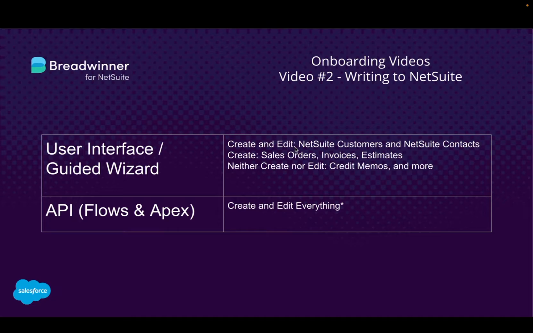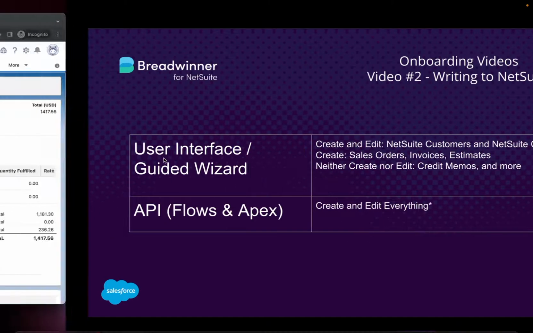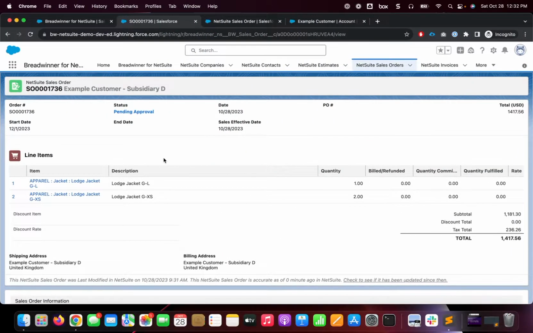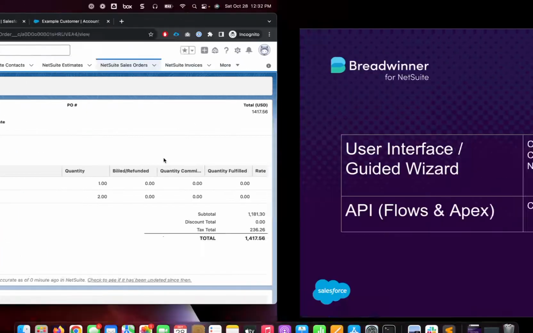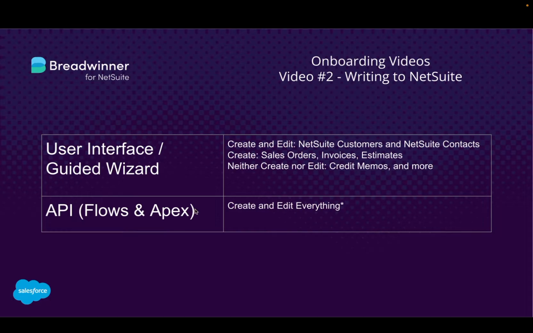So we've covered NetSuite customers, NetSuite contacts, editing them, and then creating a sales order, and often creating a NetSuite customer and a NetSuite contact at the same time. And as I said, we are not going to create or edit or delete credit memos and a large number of other objects, at least not using the user interface and the guided wizard. And for the vast majority of our customers, if they are using our user interface and our guided wizard, this is what they want to create. Now let's take a couple seconds and look at the API.